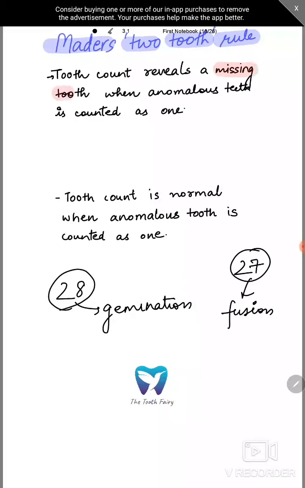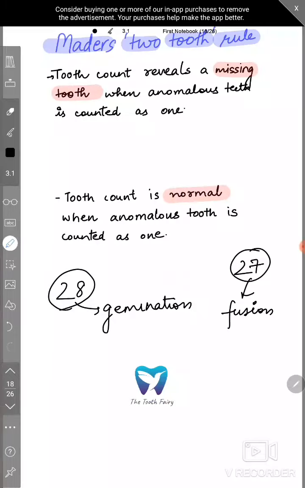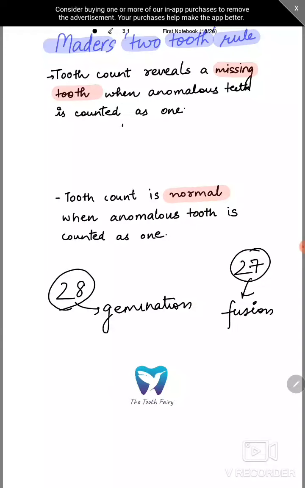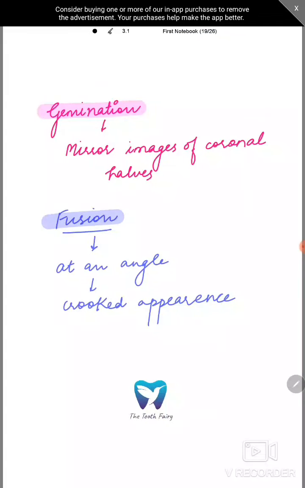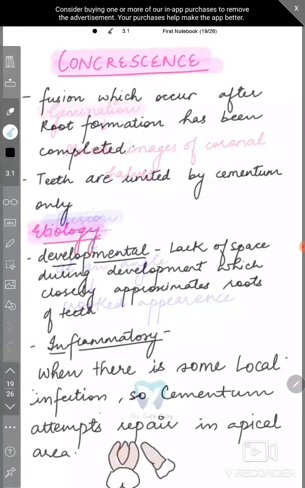तो ये हमारा केस आ गया फ्यूजन का. And tooth count is normal when anomalous tooth is counted as 1. तो ये हमारा केस आ गया gemination का. So in fusion there will be a missing tooth and normal in gemination. And in gemination, the coronal halves of the teeth are mirror images, and in fusion, they are at an angle. So the teeth are joined at an angle, so there is a crooked appearance.